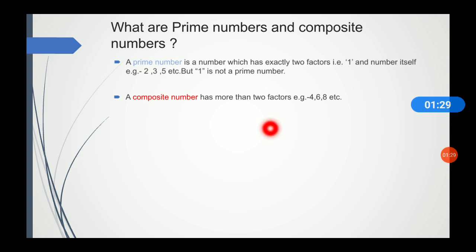In case of a composite number, it has more than two factors. Those numbers which have more than two factors, for example 4, 6, 8, etc. Suppose you find the factors of 4, you will get 1, 2, 4. So you got three factors for 4. Like that, for composite numbers you will get more than two factors.